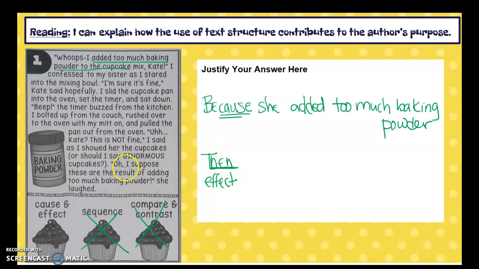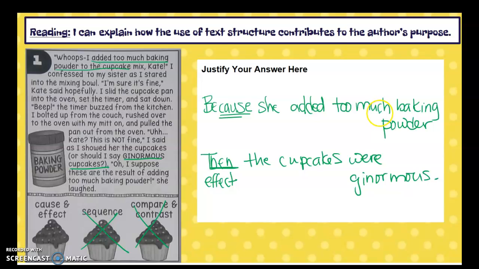Then what happened? Then right here, the cupcakes were ginormous. Great word. So the cause is that she added too much baking powder. The effect was that the cupcakes were ginormous. So I know it is a cause and effect. Okay, so I justified my answer. I showed proof or text evidence even from the text to prove it. And I want to see some kind of justification before you circle one.